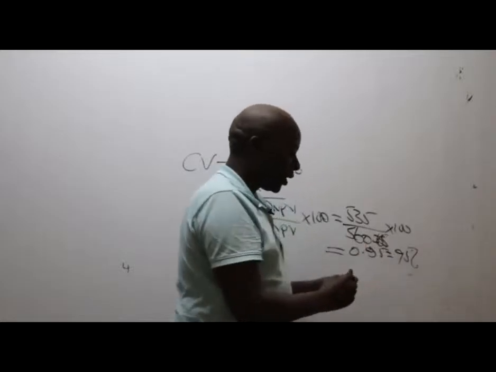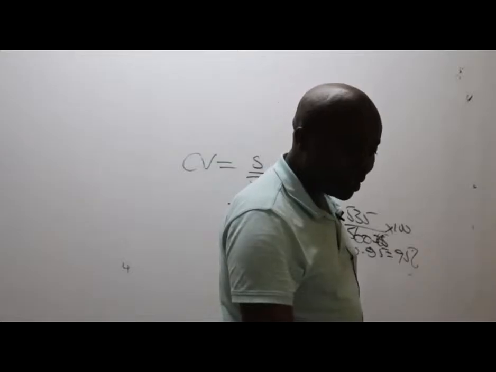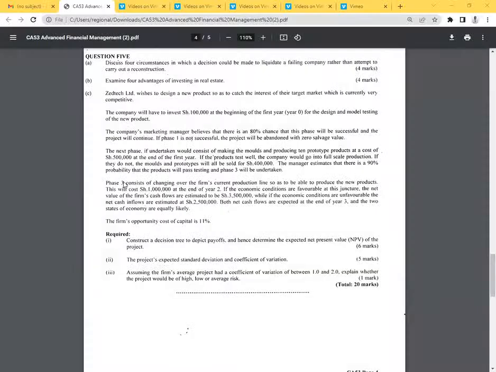Quite huge. It's quite a high risky project, but depends on the comparator. What are they comparing this against? Let's see here. So when you look at Roman 3, assuming the firm's average project had a CV of between 1 and 2, perhaps could have been 1.5. Explain whether the project would have been of a high, low, or average risk.